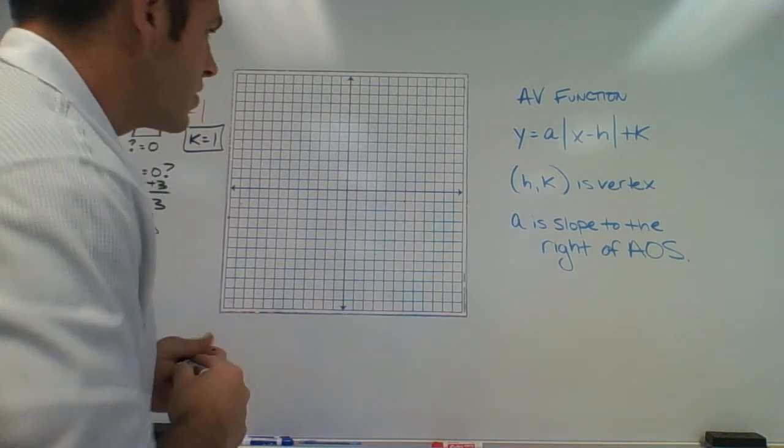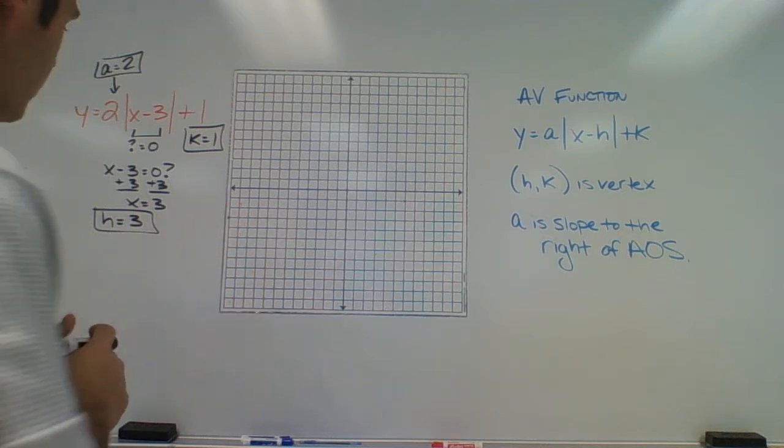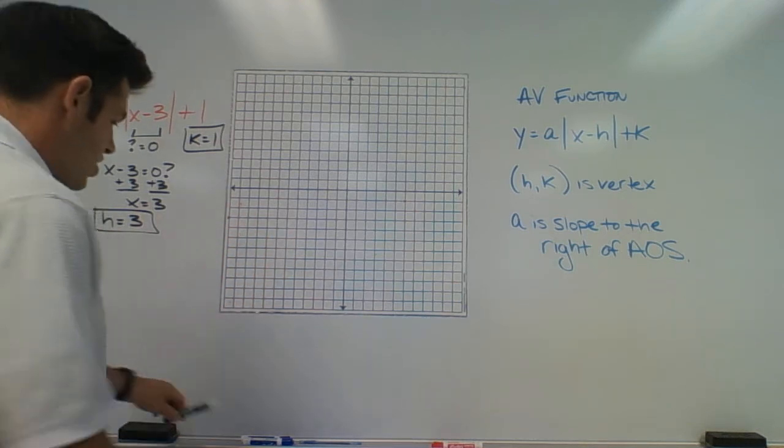So we have our vertex, we have our a value. We can go ahead now and graph this absolute value function. First thing I want to check out is the vertex.